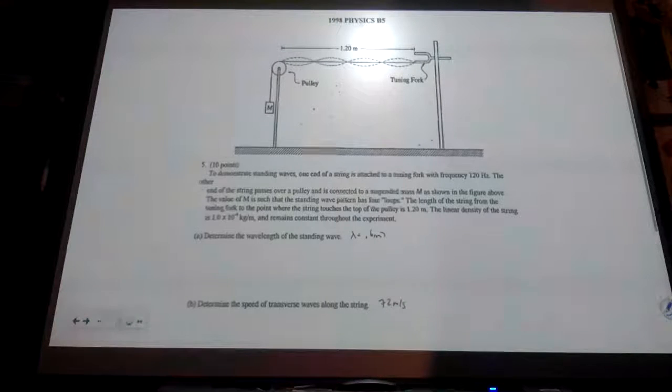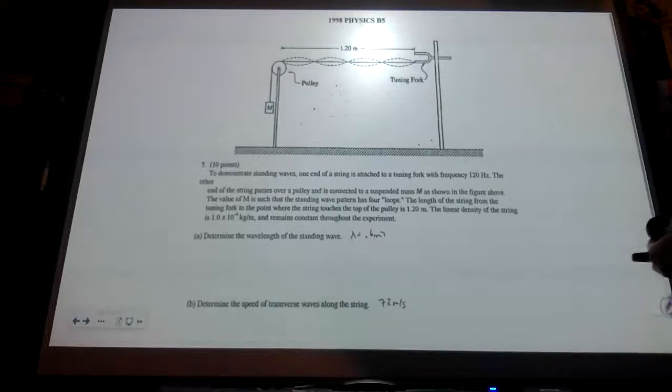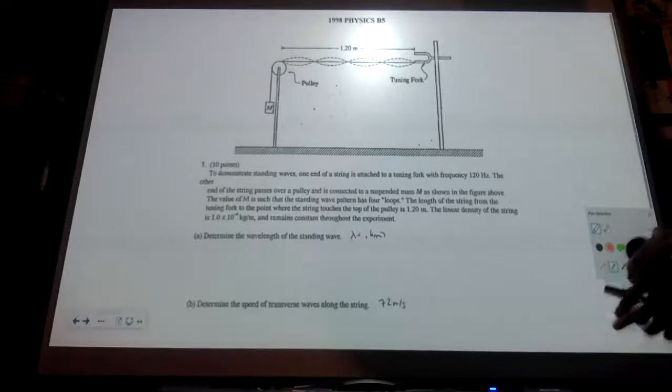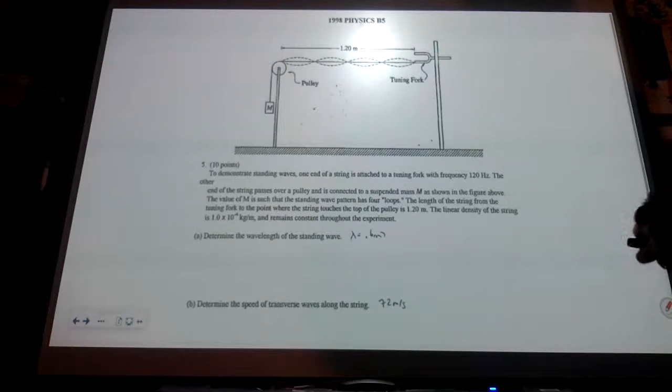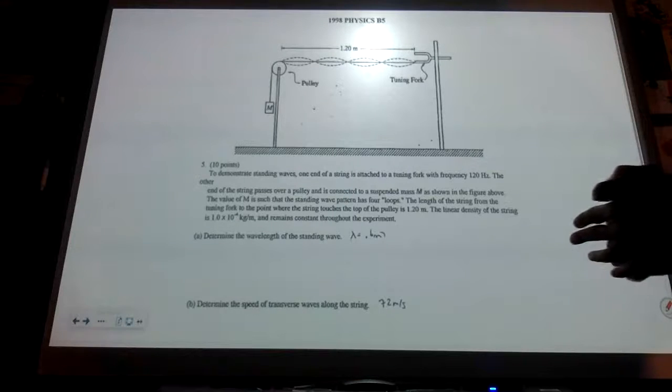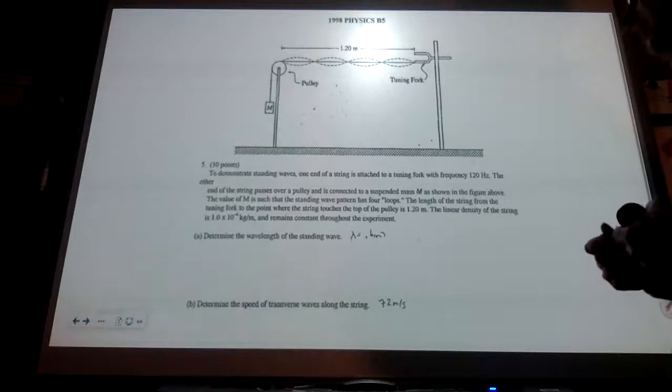All right, so an example off of the AP test. To demonstrate standing waves, one end of a string is attached to a tuning fork that has a frequency of 120 hertz. The other end of the string passes over a pulley. It's connected to a mass M as shown in the figure above. The value of M is such that the standing wave pattern has 4 loops. The length of the string from the tuning fork to the point where the string touches the top of the pulley is 1.2 meters. The linear density of the string is 1 × 10⁻⁴ kilograms per meter. It remains constant throughout the experiment.